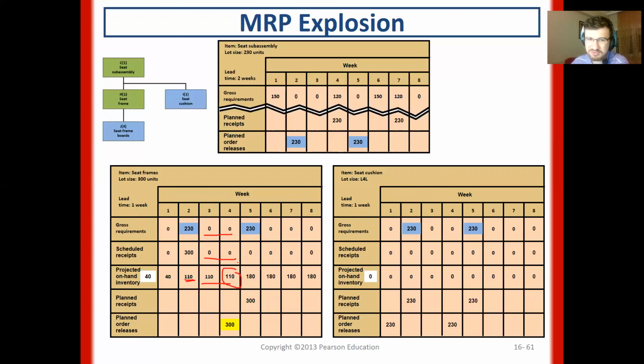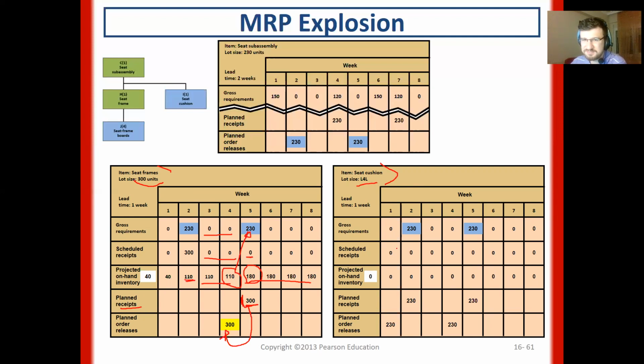This is not enough to meet this one because there is no scheduled receipt. So I should have given an order, and that order should be received at the beginning of week 5. How much order should I give? 300 units. When should it be given? 1 week before. Then this is gonna be the ending inventory for seed frame.